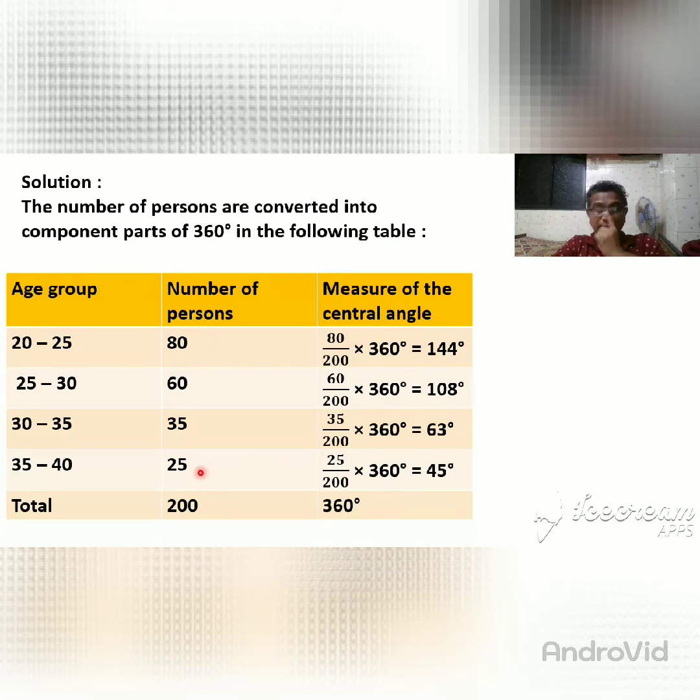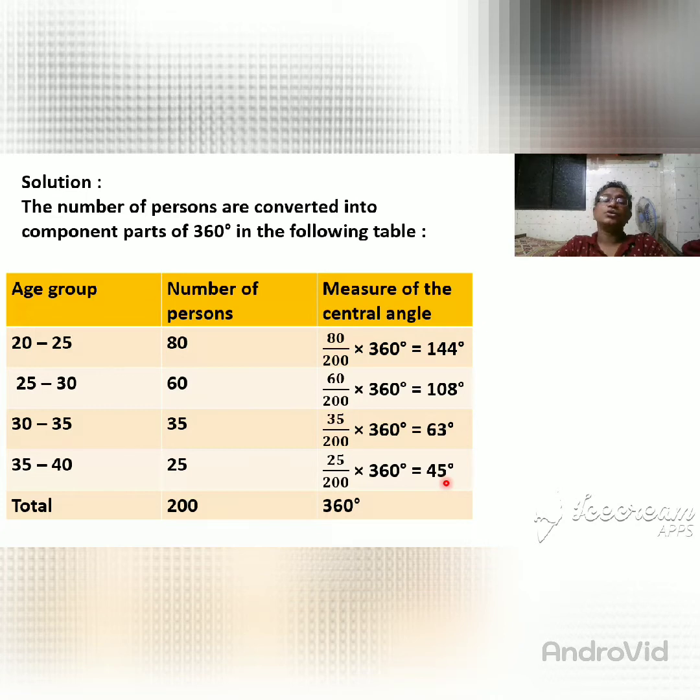Then 35 to 40. What is it? 25. So 25 upon 200 into 360. This 0 cancels. Here you get 25 and here 20. 5 fives are 25, 5 fours are 20, 4 nines are 36. So 9 fives are 45. So here you get 45 degree.